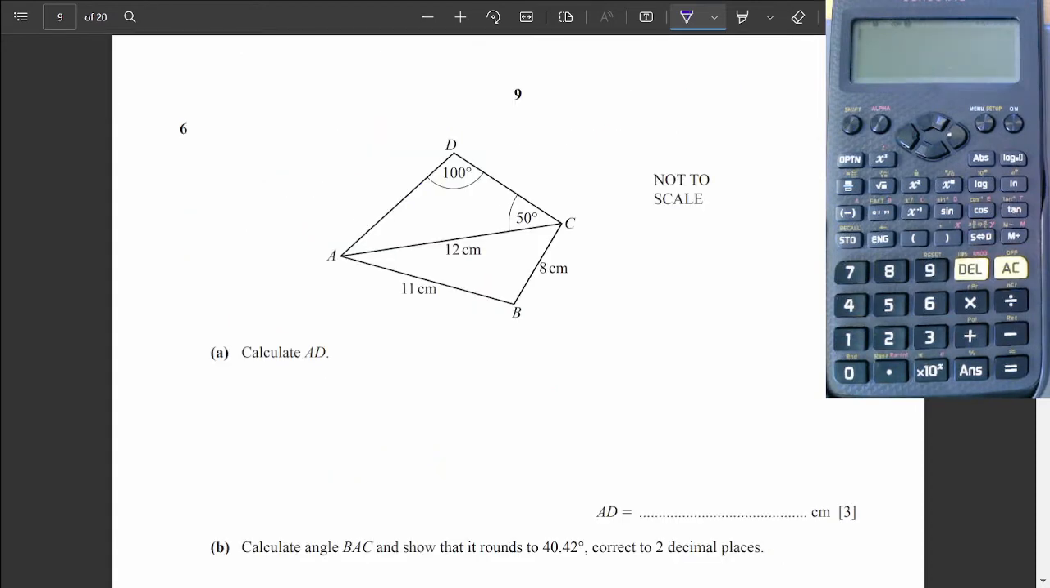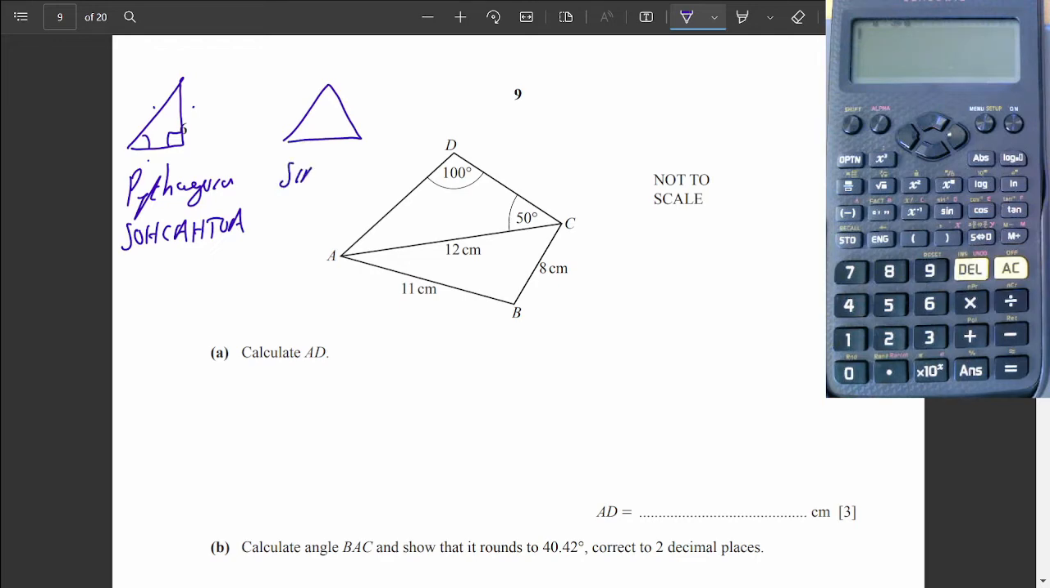Question 6, we see triangles, we think trigonometry. Okay, right angle triangles, you work with the sides, you do Pythagoras. You work with the sides and the angles, you do SOHCAHTOA. Any other triangle that's not a right angle triangle, you're either going to use the sine or the cosine rule. So let's have a look here. Calculate AD. AD is this length. It's inside this triangle. We know we need to use the cosine or the sine rule.